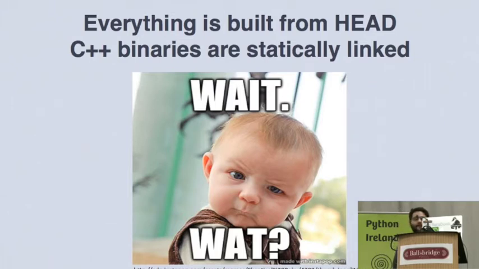So let's talk a bit about how we build stuff. We decided by choice that we build everything from head. This is because we want to reduce the complexity of managing dependencies and versions. Then also we compile binaries statically. This is for the C++ world. You all know that a statically linked binary is basically one huge binary that contains all the libraries needed embedded in the binary. So we do that.